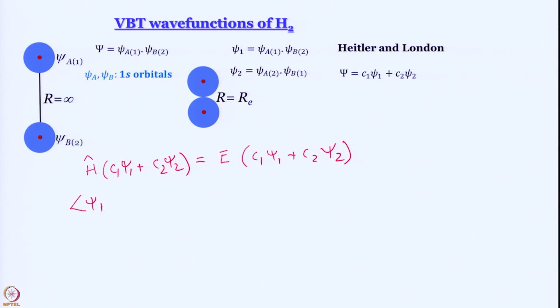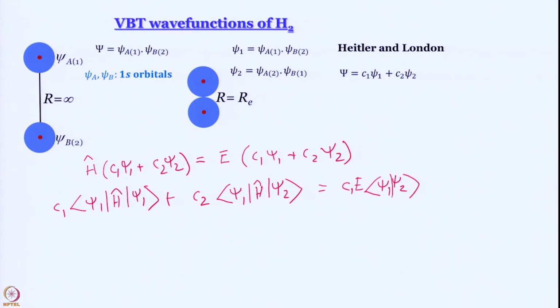Integral psi 1 H psi 1, and C1 comes out, plus C2 integral psi 1 H psi 2 is equal to C1 E integral psi 1 psi 2 plus C2 E. I am taking E to be a constant on the right hand side, because E is the eigenvalue, even though we cannot solve it and find it, well, it is there.